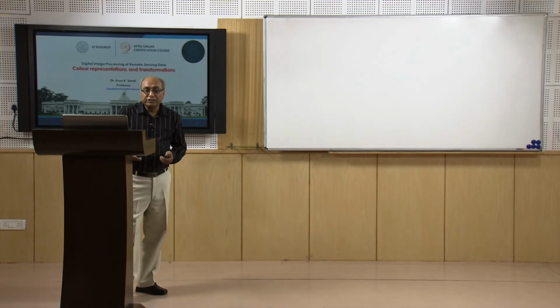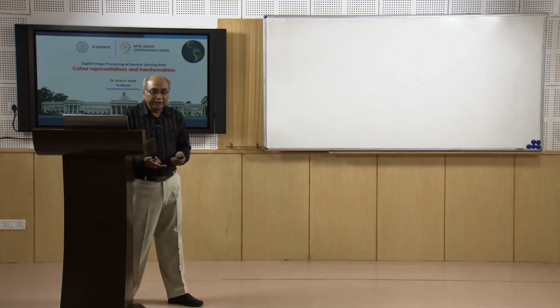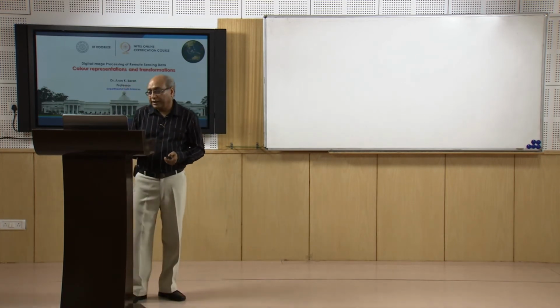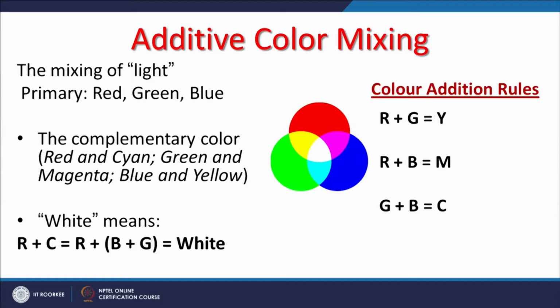The color additions are also exploited in digital image processing, especially in color transformations, like when we add red and green, we get yellow, red and blue we get magenta, and green and blue we get cyan.